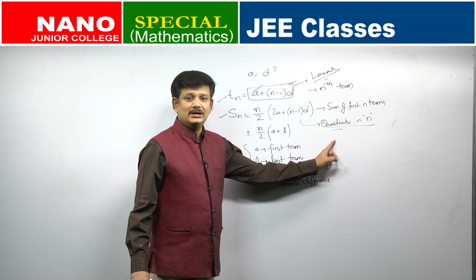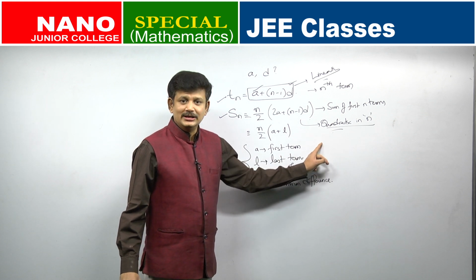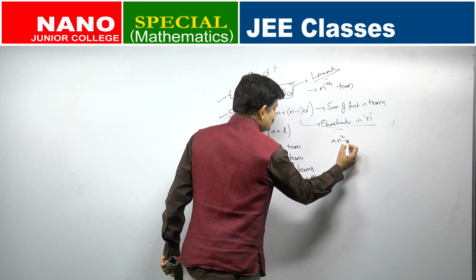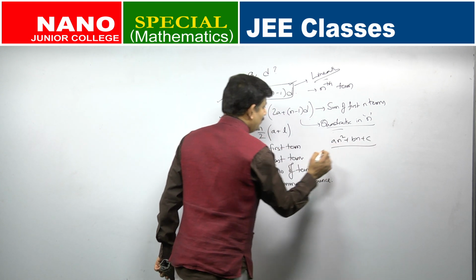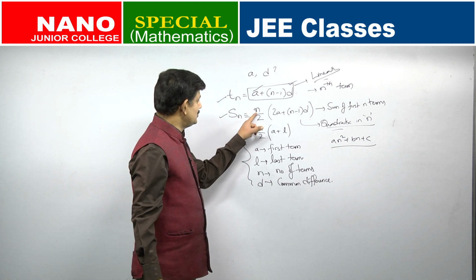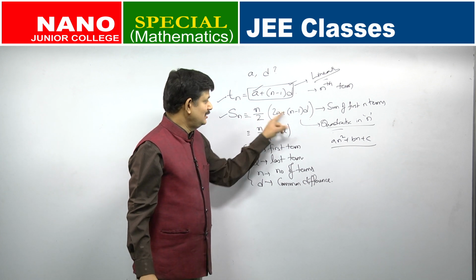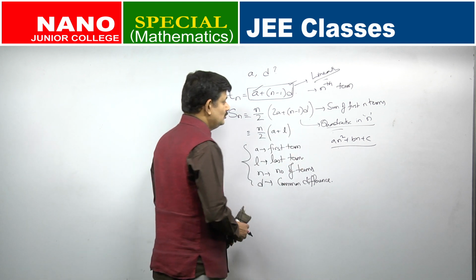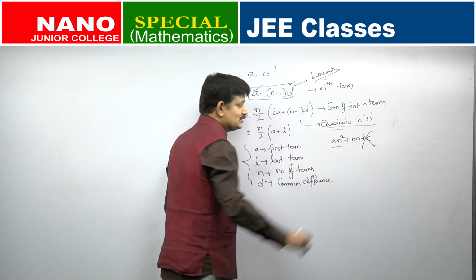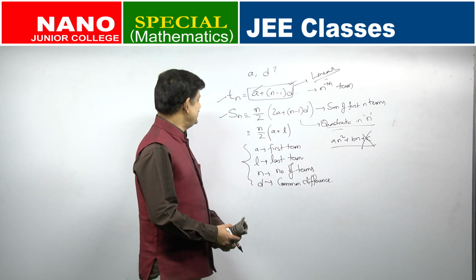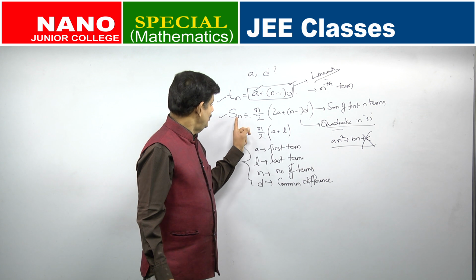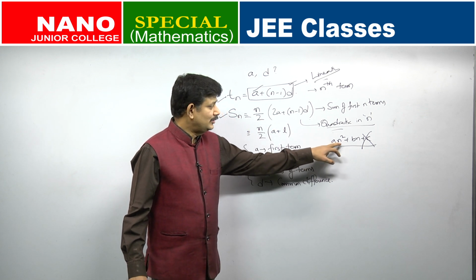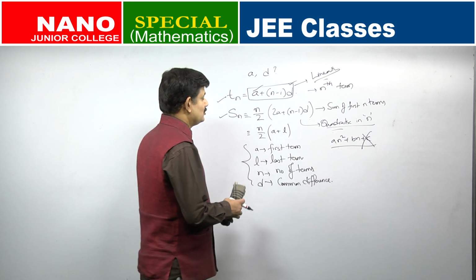Usually, what is a quadratic in n? How will a quadratic in n look like? a n square plus b n plus c, right? But can you see any constant term without n in this summation? No, this is a n, n square d minus n square by 2 d. So, there is no constant term here, the constant term will be missing. So, how will you see the sum to n terms of an arithmetic progression? It will be in the form of a quadratic without a constant.